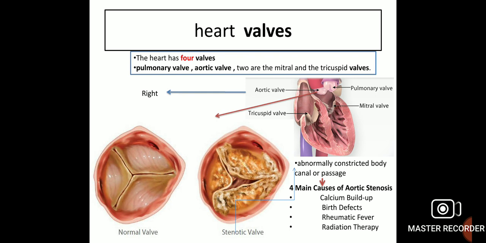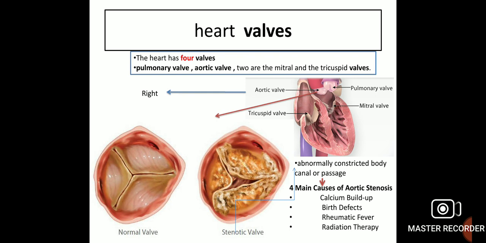So there are four valves in the heart. The lower two are called the tricuspid and mitral valves, and the upper two are called the aortic and pulmonary valves. The aortic valve which we are talking about right now is located in the right upper part of the heart. Okay, so the normal valve structure is shown in this figure like this.